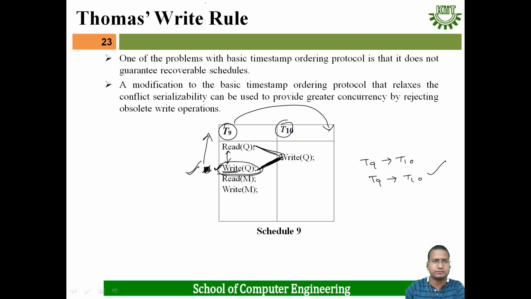Okay. One of the problems of the basic timestamp ordering protocol is that it does not guarantee a recoverable schedule. A modification to the basic timestamp ordering protocol that relaxes conflict serializability can be used to provide greater concurrency by rejecting obsolete write operations. These are known as obsolete write operations. Okay, these obsolete write operations can be allowed.